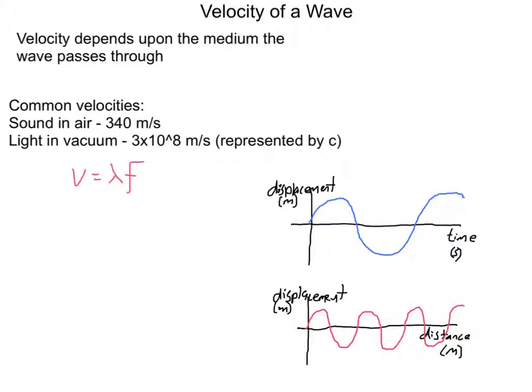Some common velocities that you'll find here are going to be sound. In standard air, about normal room temperature, is somewhere around 340 meters per second. Light in a vacuum is constant, generally represented by the lowercase c. It's 3 times 10 to the 8th meters per second, 300 million meters per second, quite fast.